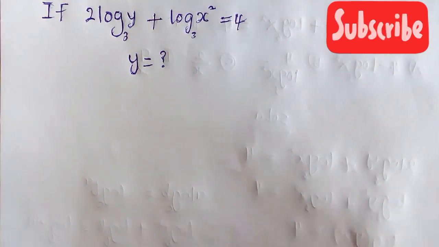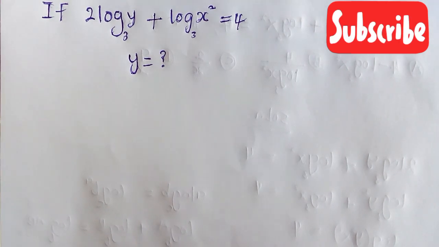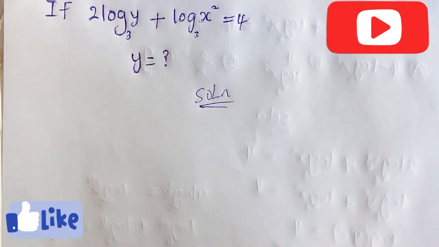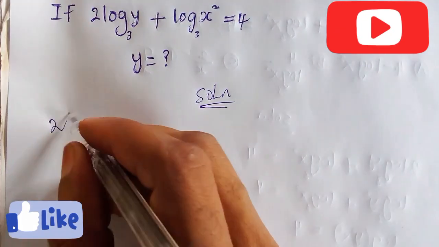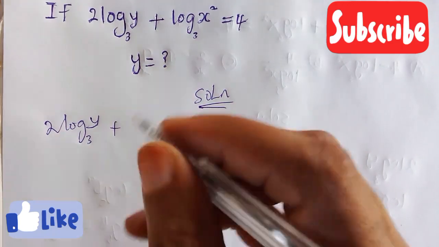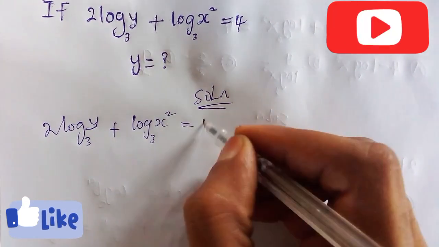If 2 log y base 3 plus log s squared base 3 is equal to 4, what is y? Solution. 2 log y to base 3 plus log s squared to base 3 equals 4.